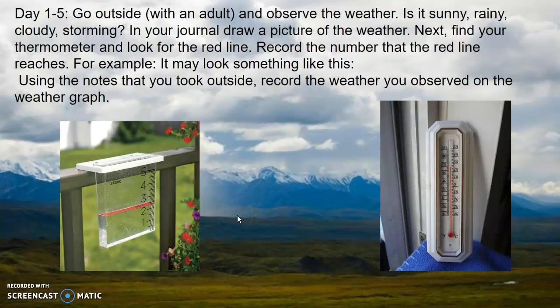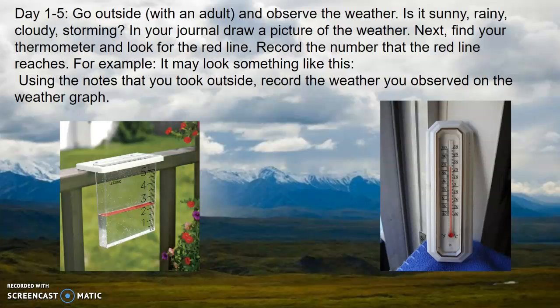So for the first week of our activity, the first thing that you're going to do every single day, day 1 through 5, is go outside, make sure you have an adult with you, and observe the weather. I want you to think, is it sunny? Is it rainy? Is it cloudy? Is it storming? And in your journal, you're going to draw a picture of the weather.